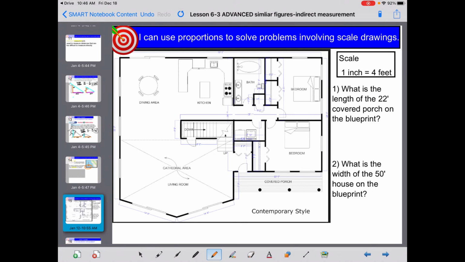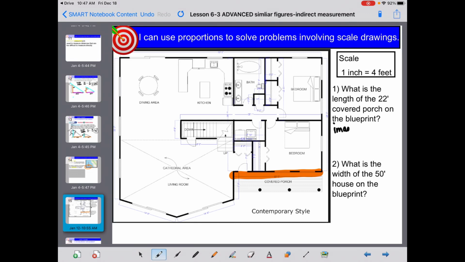Now, one type of scale drawing is right here in this house. The scale of a house blueprint is 1 inch equals 4 feet. What is the length of the 22-foot covered porch on the blueprint? So I've got this porch right here. See it? And it is 22 feet in real life.